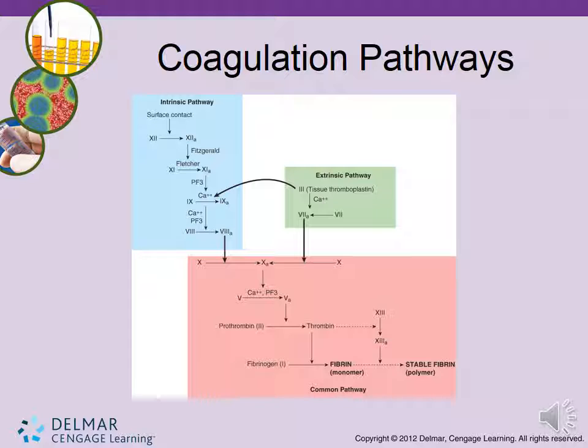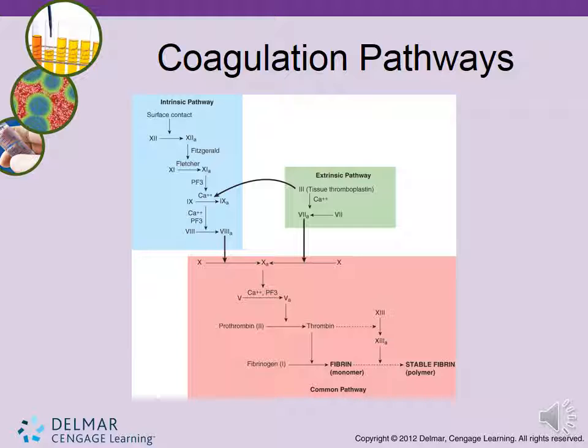I just want to say too here that the extrinsic system is evaluated in the lab using the coag test called the prothrombin time, pro time, or the PT. So that's three ways of saying PT.